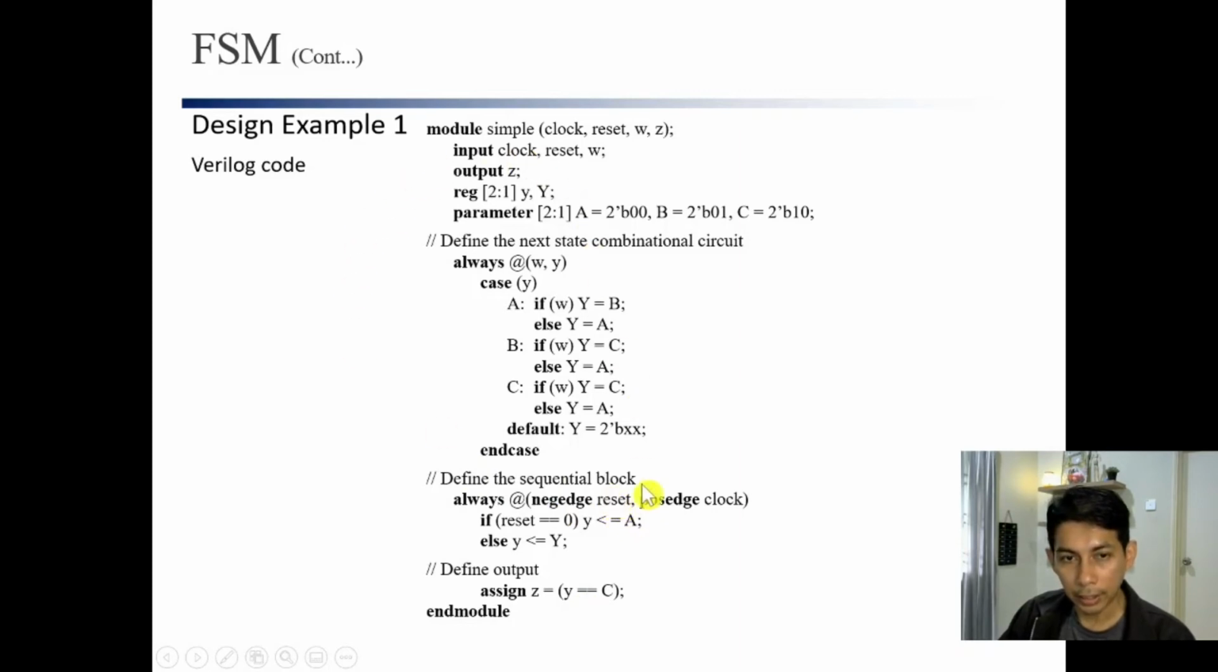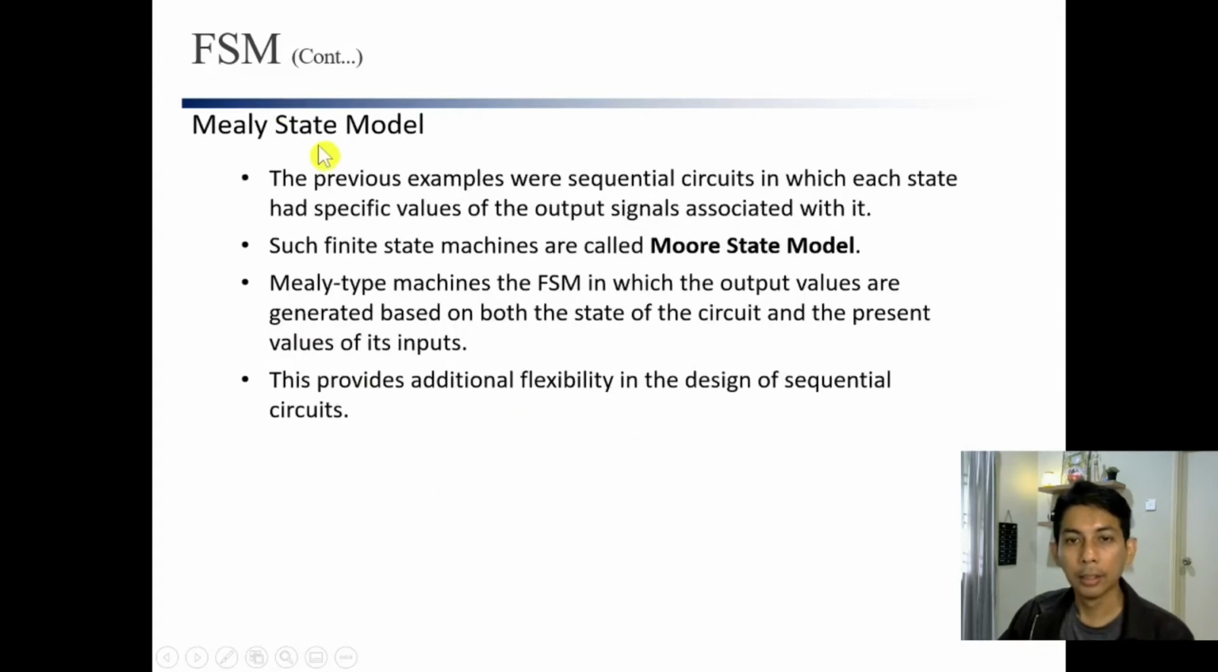Okay, so this is how we describe this using Verilog, and remember, this is the Moore type state machine. Now we will look at another type of finite state machine, the Mealy state machine. So what is the difference between Mealy and Moore state machines? This is the difference, number 3.